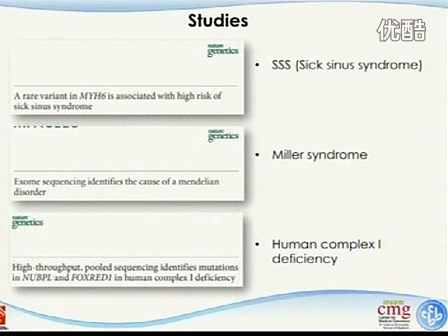There are several studies published, I think all of them from last year or this year. The first one is Sick-Senos syndrome, where they did whole genome sequencing and identified the genes that cause this disease. Miller syndrome is another one, where they did exon sequencing. And this one is for human complex 1 deficiency, where they did pooled sequencing to help identify the genes. So there are several very successful applications of DNA sequencing, and they were all published in Nature Genetics.